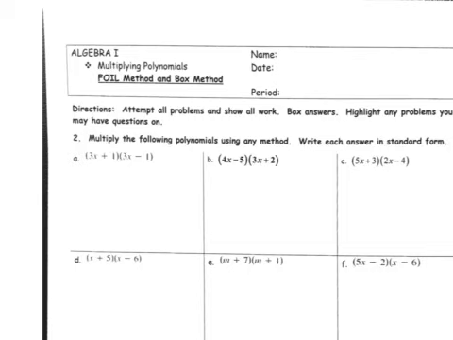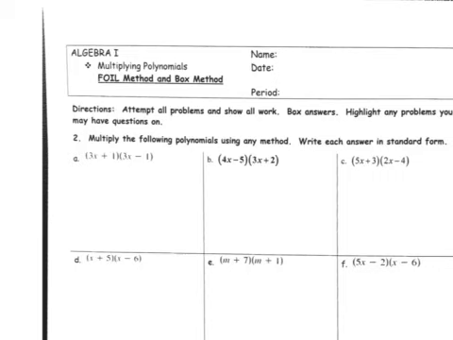So in order to do this, you had to have gotten past this page. So turn to this page in your packet and take a look and make sure you've done it. So I'm going to go ahead and review questions A and B. This was multiplying polynomials. You see we have two binomials, which is a polynomial with two terms.